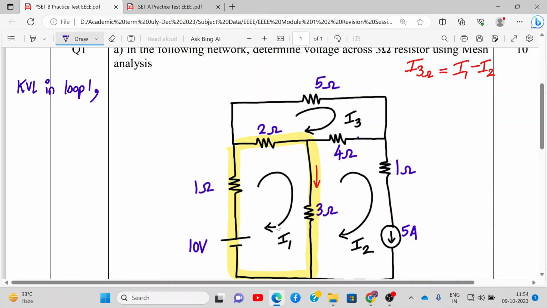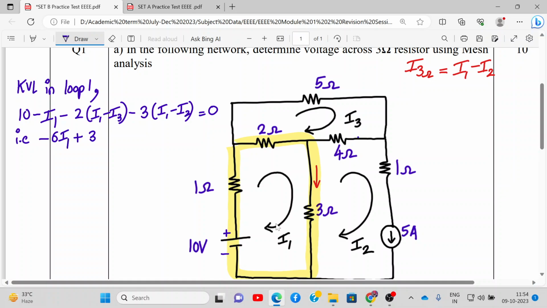Alright, so here it is minus, this is plus, so it is rise in potential. So that will be 10 minus 1 into I1, that will be I1 minus twice I1 minus I3, and further minus 3 I1 minus I2. If we rearrange it in terms of I1, I2, I3, you will get minus 6 I1 plus 3 I2 plus 2 I3 is equal to minus 10. Let's call this equation number 1.